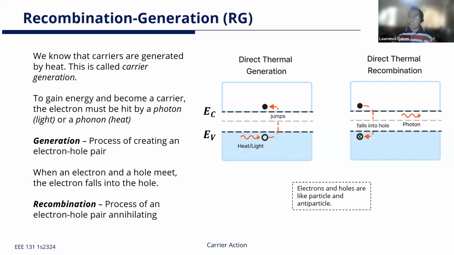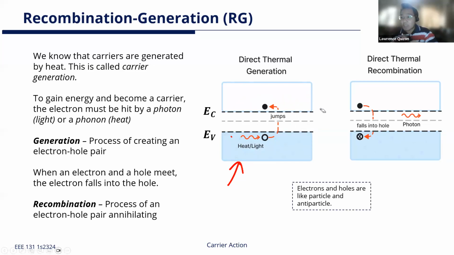RG. When we say RG, we mean recombination and generation. So carriers, as we know from the hot point probe experiment, are generated by heat. We can represent that in this energy band diagram. You start with an electron, and it gets zapped with heat. So then it jumps. This is what happened after the jump.